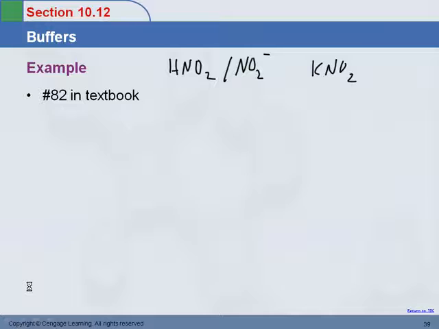In D, I have acetic acid and sodium nitrate. So that's not going to function as a buffer either. I do have a weak acid in the acetic acid, but I don't have a source of its conjugate, right? The conjugate base of acetic acid is the acetate ion, and sodium nitrate isn't going to give that to me. So the only one of these that could act as a buffer system was B.